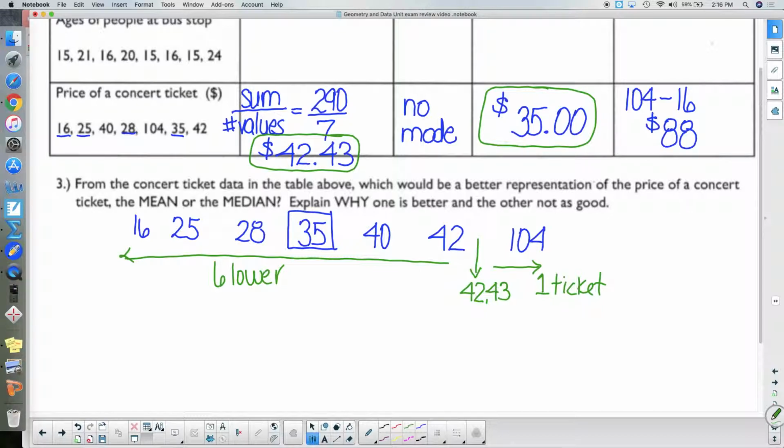The median in this case seems to be a better representation because at $35, there are tickets right around that price, and half the ticket prices are above it and half the ticket prices are below it, which would be a better representation then. So take a moment and think of how you're going to explain that. Don't just draw what I drew. You need to put that into words, please.